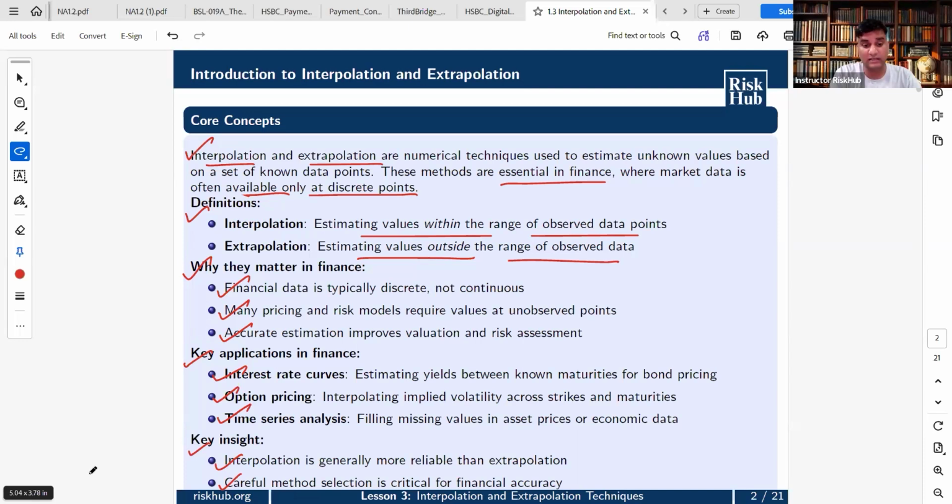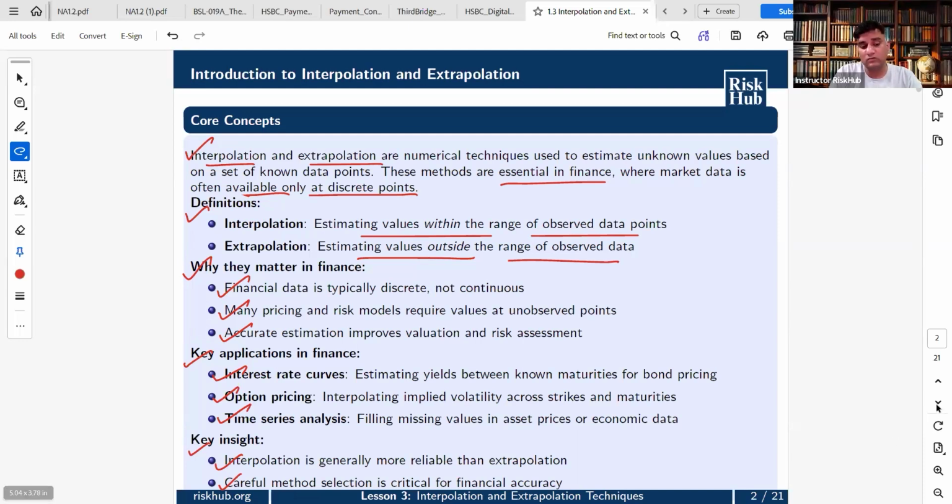Why does this matter in finance? Because financial data is usually discrete, but models often require continuous input. In bond pricing, estimation is needed because you need discount rates for every cash flow date. Option pricing needs implied volatility for any strike and maturity. Risk management needs risk factor values at unobserved points. Portfolio optimization needs expected returns, volatility, and correlation, sometimes filled in from incomplete data sets. The main message is that interpolation is safer because it stays inside observed data, while extrapolation is dangerous because it projects beyond evidence.